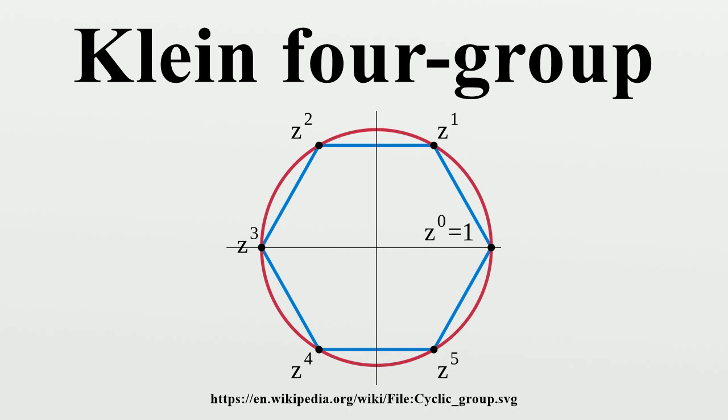Another numerical construction of the Klein 4 group is the set 1, 3, 5, 7, with the operation being multiplication modulo 8. Here A is 3, B is 5, and C equals AB is 3 times 5 equals 15, which is 7.